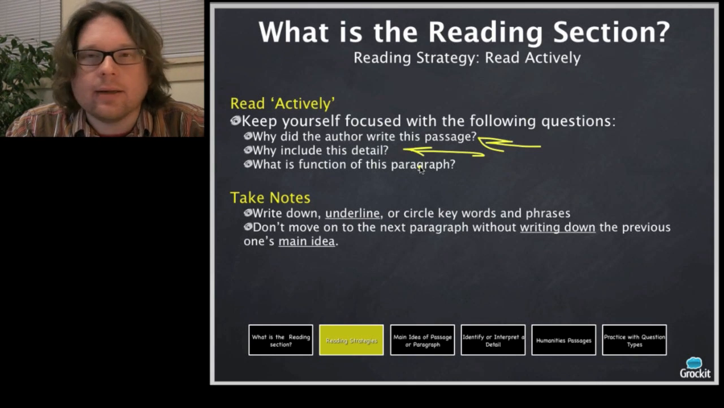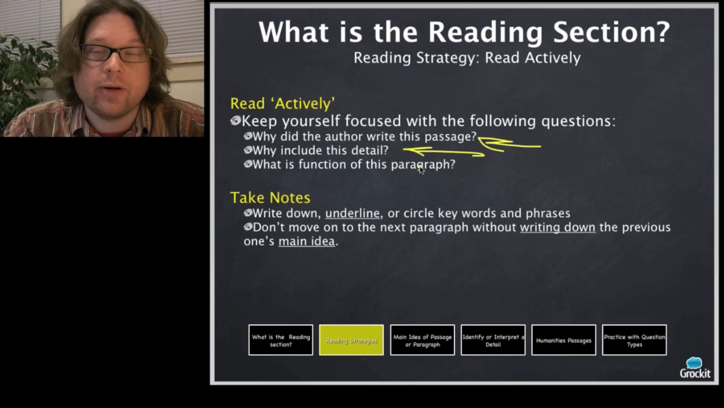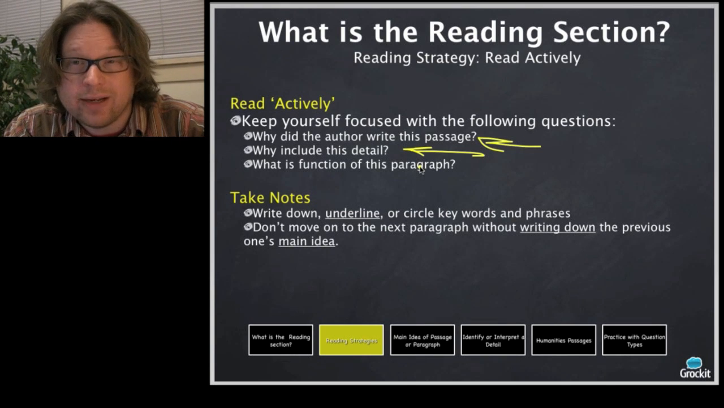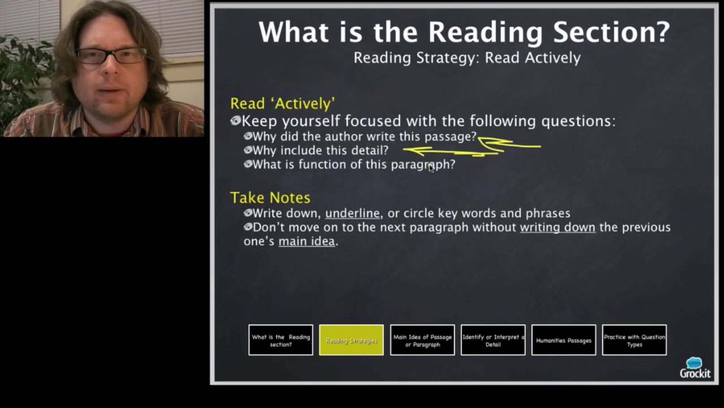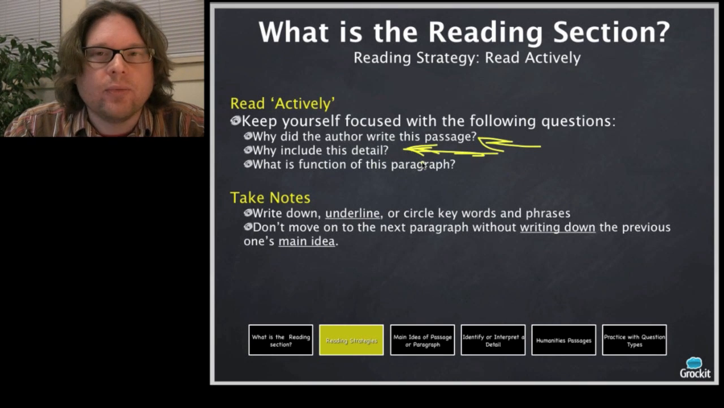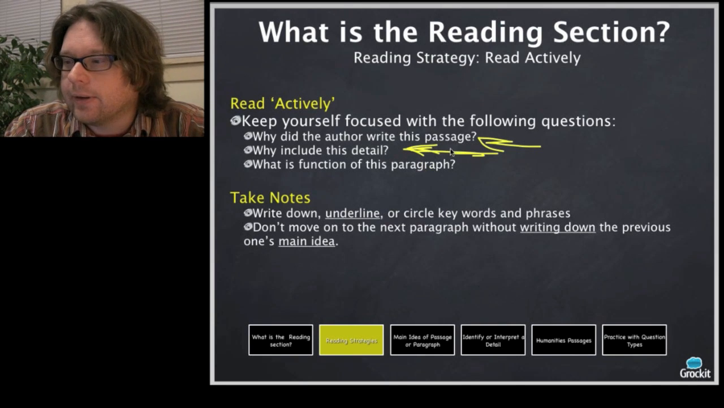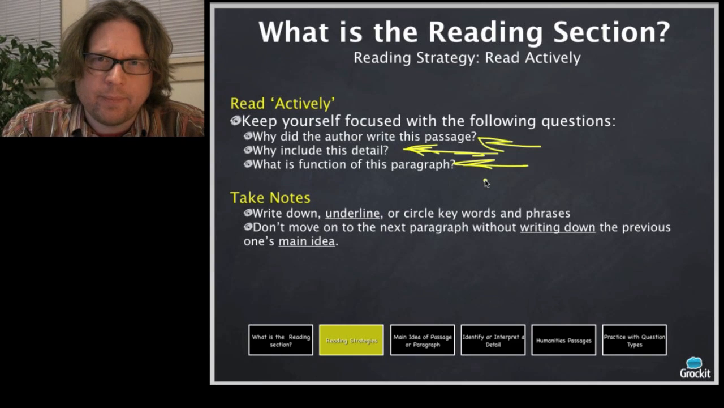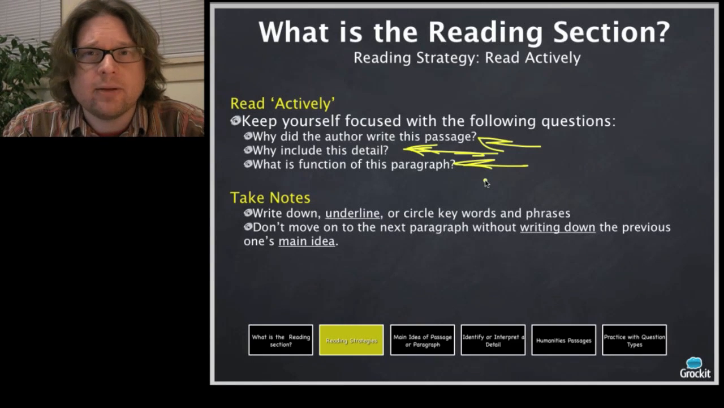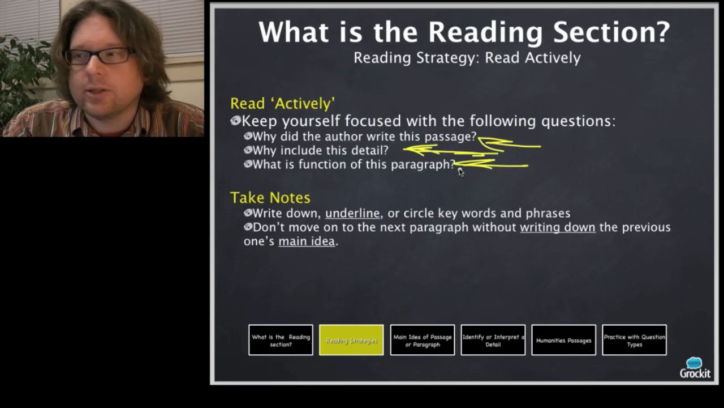Why include this detail? So if there's some little bit of information, what does it do? What more information does it give you than the generalization that basically inevitably came before it? I guess except in the case of maybe prose fiction. Anyway, what's this detail do? What other information does it tell me other than the author wanted to tell me it? Okay, and then what's the function of this paragraph? That's that little check that you can do to make sure that you didn't space out, to make sure that you haven't lost the thread of the passage.